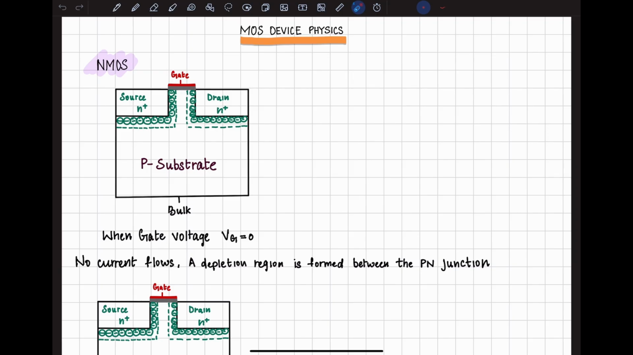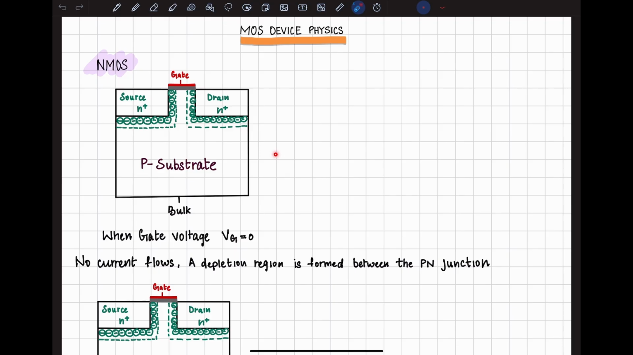The poly forms the gate terminal, while the heavily doped N regions form the source and drain. You may wonder, why do we call it source and drain when the MOS structure is symmetrical? That is because the source is the terminal that can be thought of as providing charge carriers, while we can consider the drain as the terminal that collects the charge carriers.